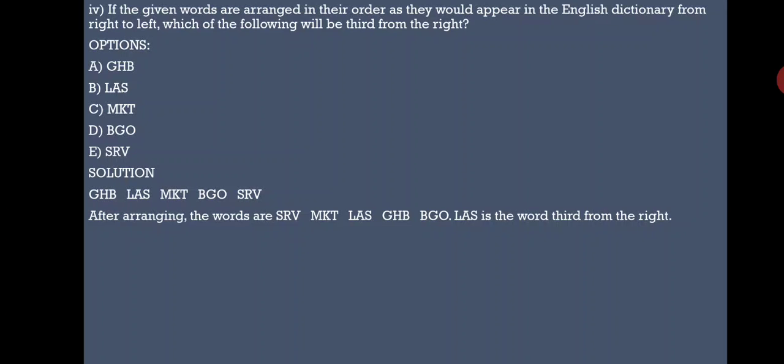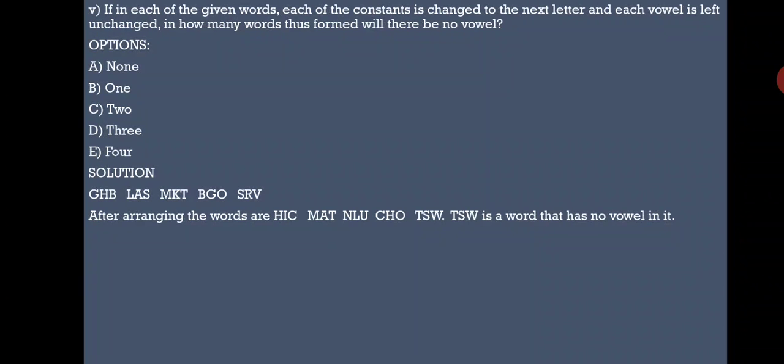B comes first in the English alphabet, G comes second, L comes third, M comes fourth and S comes last, right? Writing from left hand, BGO is the last term and GHB is the one before. Similarly, write the terms. Okay, so the answer is LAS. LAS is third from the right hand.